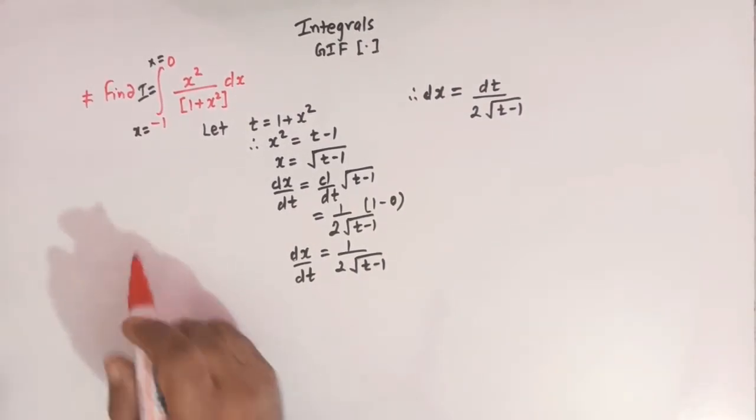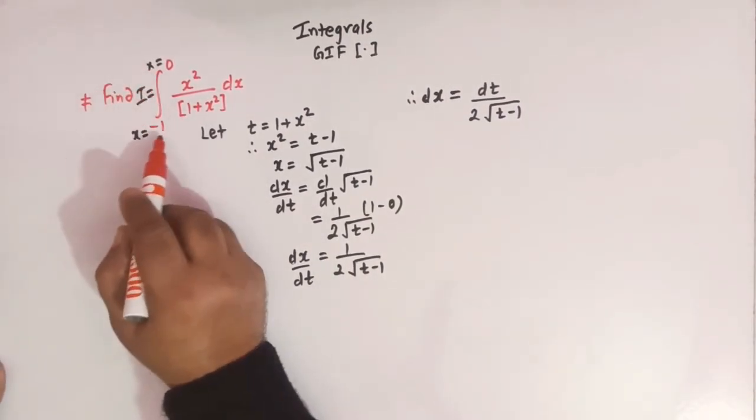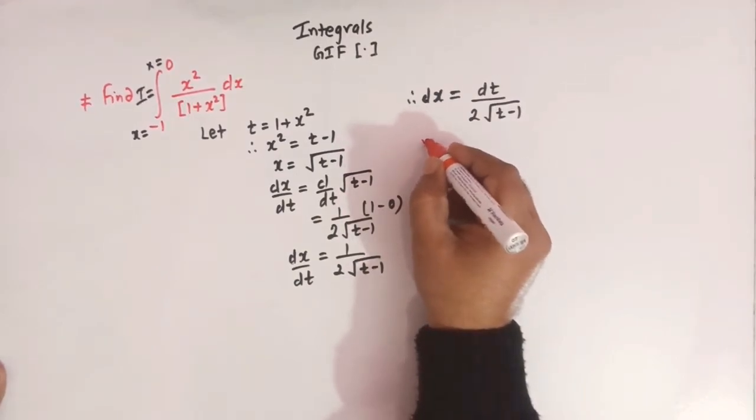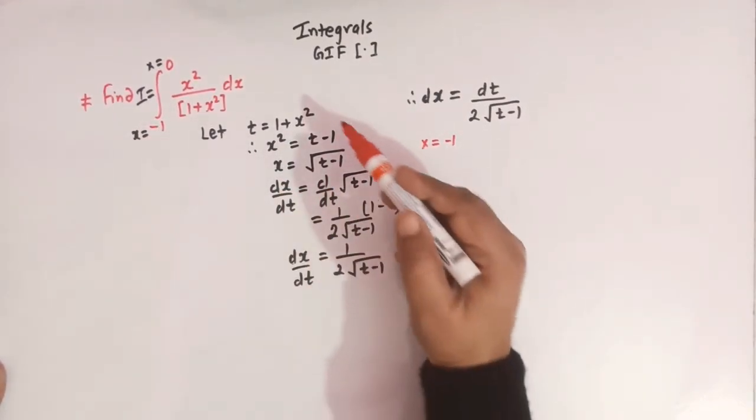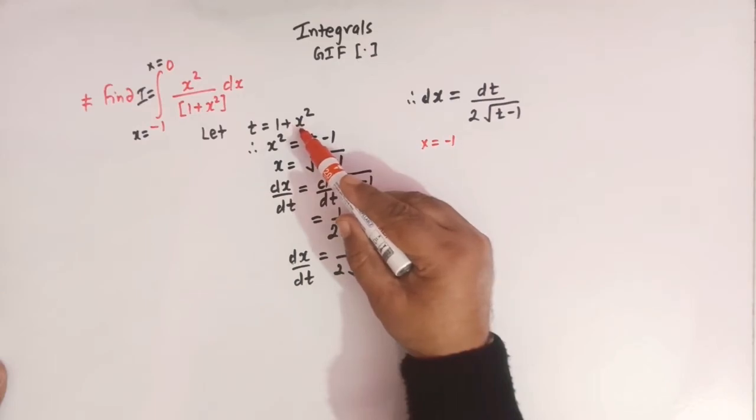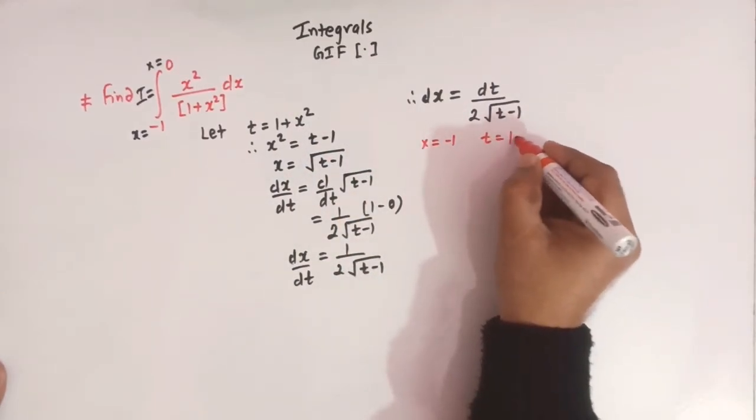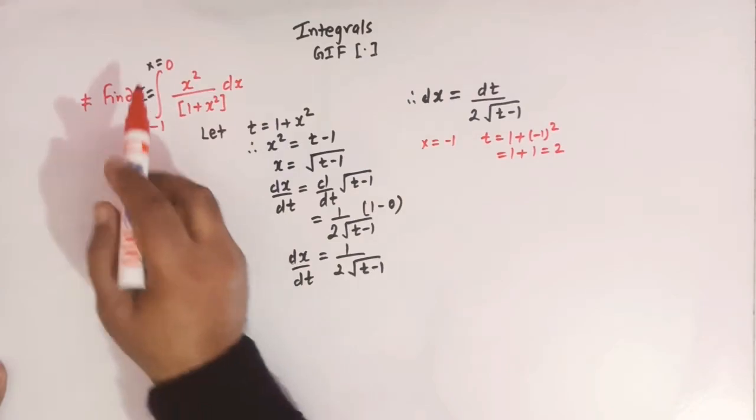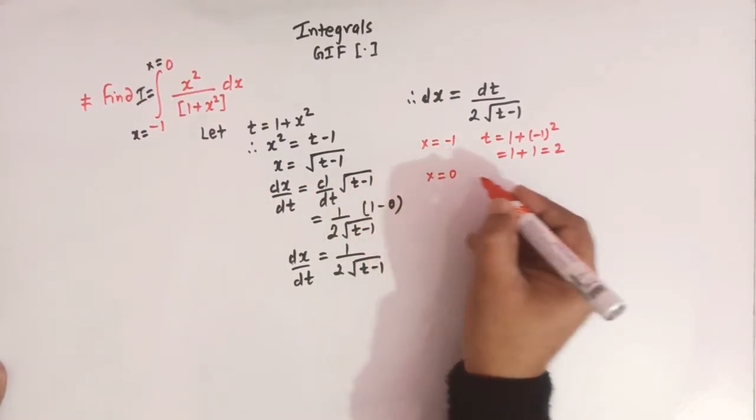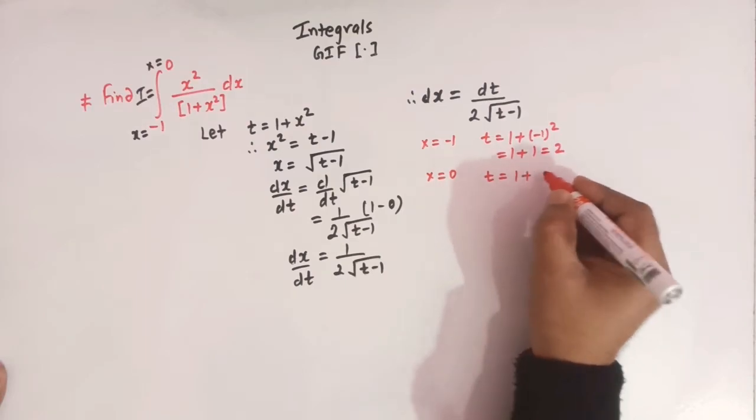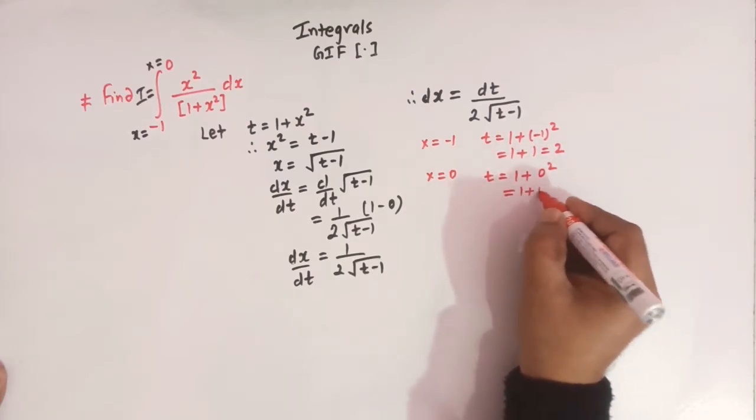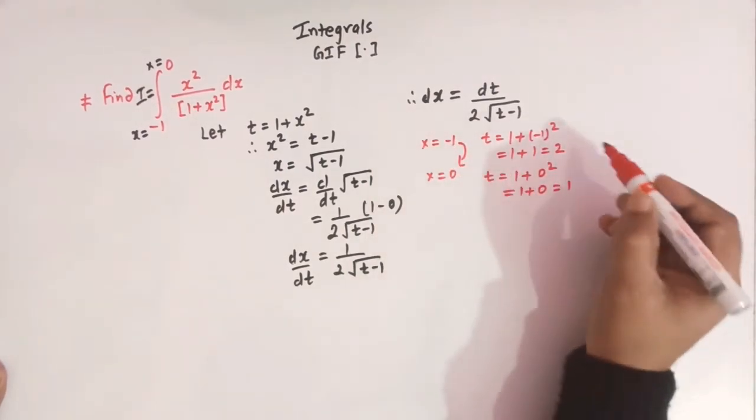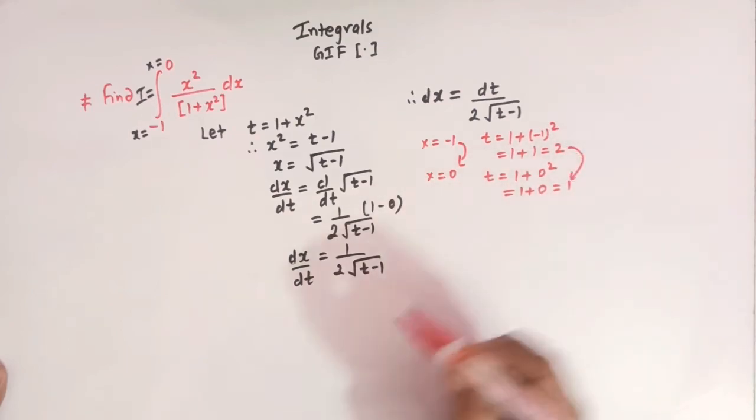Now the limits of integration vary from -1 to 0, so let us change the limits accordingly. When x is equal to -1, t is 1 plus -1 square, which is 1 plus 1, that is 2. And when x is equal to 0, t is 1 plus 0 square, that is 1 plus 0, equal to 1. So when x varies from -1 to 0, t varies from 2 to 1.